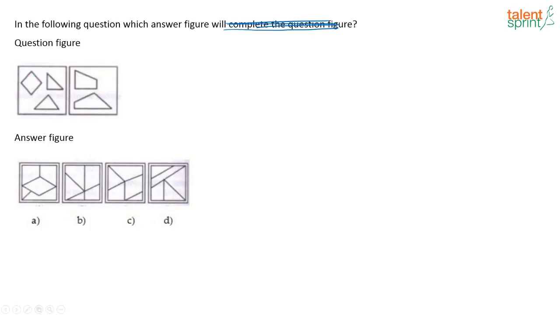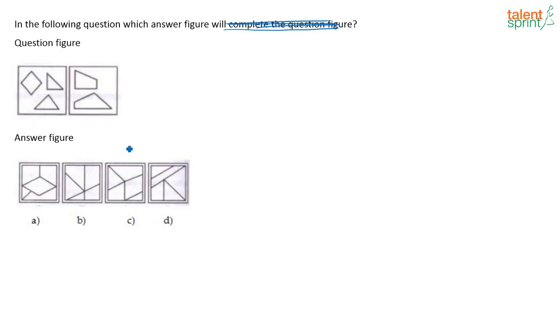They are asking you which of these answer figures, if you use, you will get these shapes in the question figure. See, if you look at here, you have a diamond shape. So here you have a diamond. Here, do we get a diamond anywhere? No, we don't. Here you get a diamond shape, right?